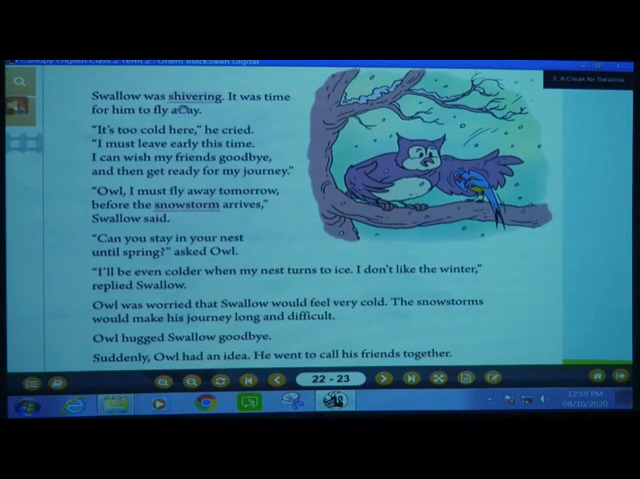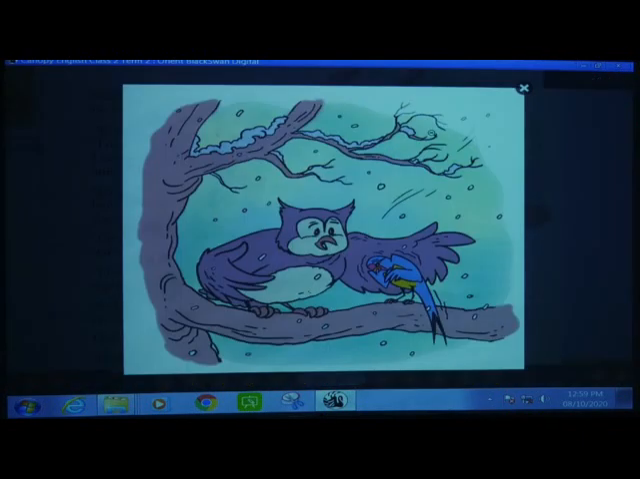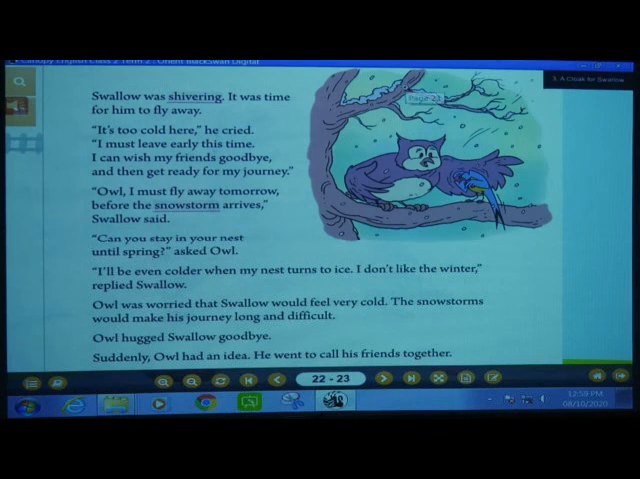Swallow was shivering. Shivering means what? Kampna. Okay, thandi se kampna. Shaking the body because of cold. When you feel strong cold, children, you will also feel shiver. Means you will shake your body with the coldness. So in this you can see the swallow is shivering.